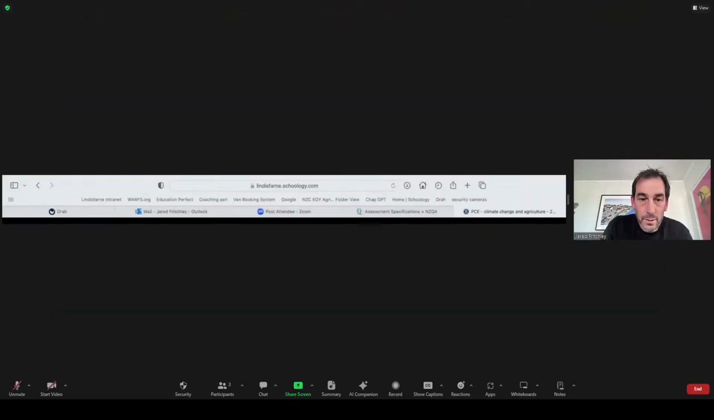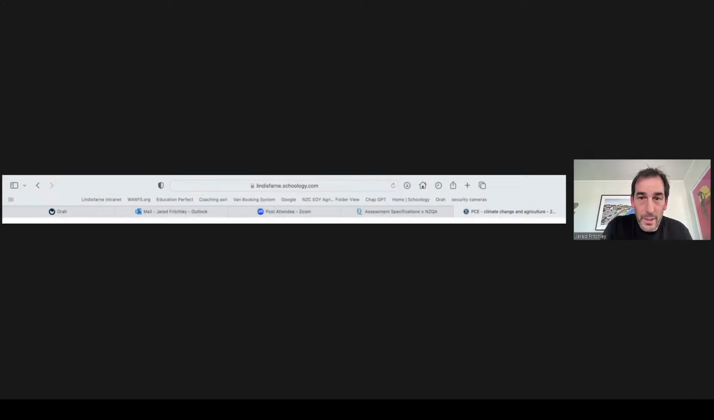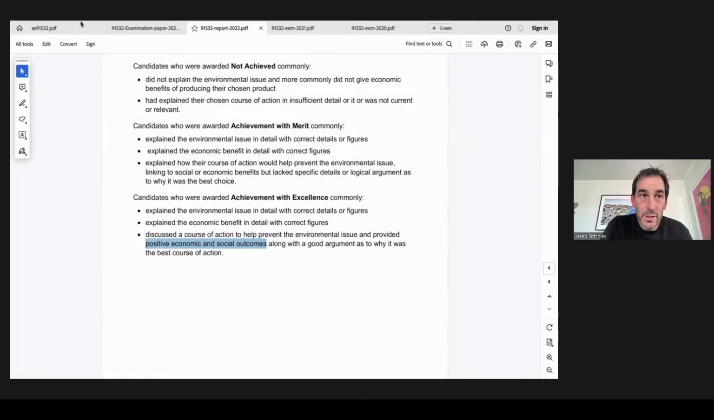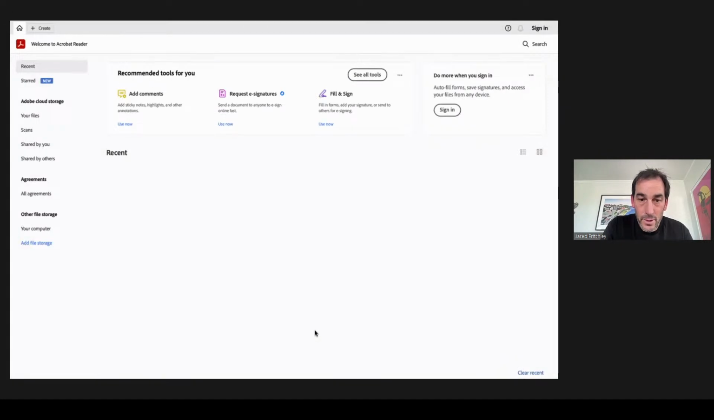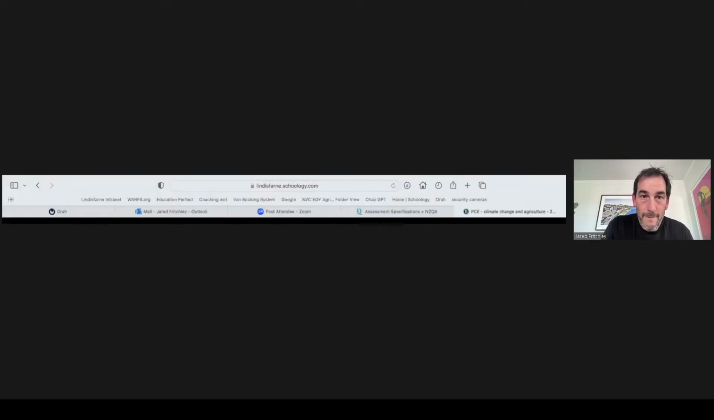And if I can just find the specs, that's not it. If I just start closing stuff, that one's gone now. Close all tabs for that one. Where are we? It's not that one. Here we go. All right.